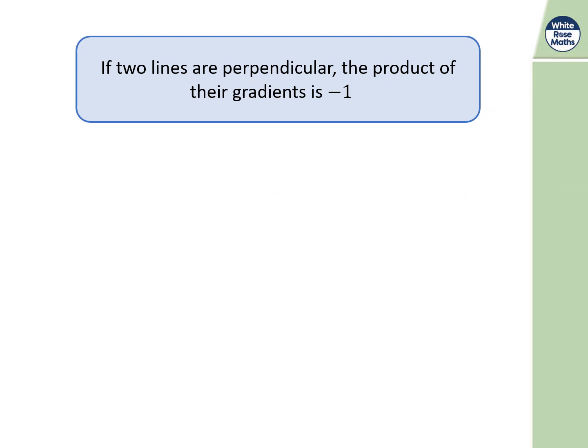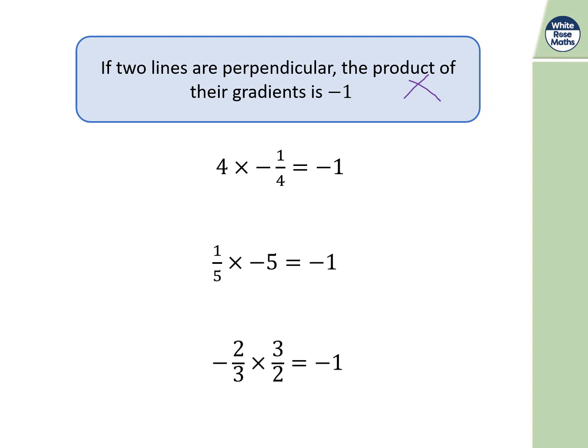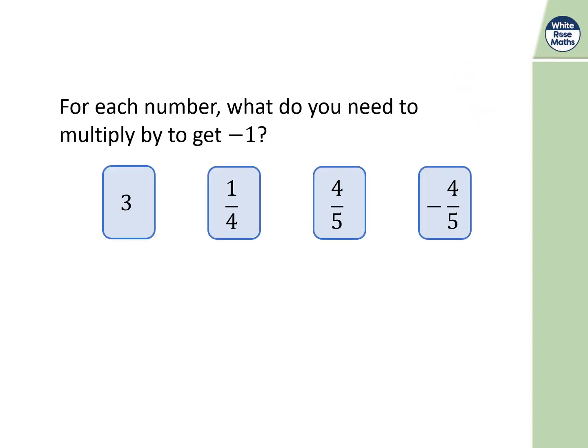Here we go. If two lines are perpendicular, then the product of their gradients is minus 1. Product just means I'm multiplying them. For each number, what do you need to do to multiply to get to minus 1? For 3, you times it by minus 1 over 3. So it's a negative reciprocal. Reciprocal just means 1 over the number, and it becomes a minus. If it's currently a minus, then it becomes a positive. So 1 over 4 will become minus 4 over 1, which equals minus 4.